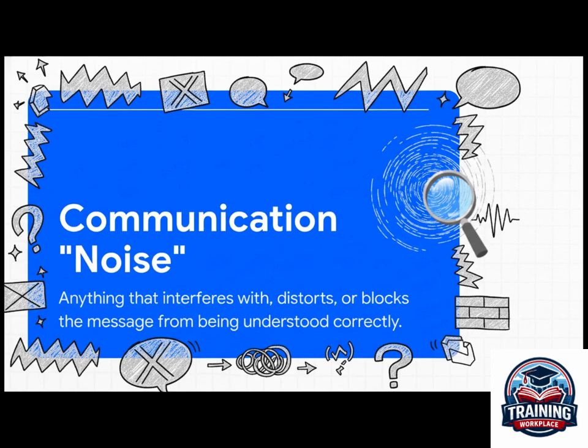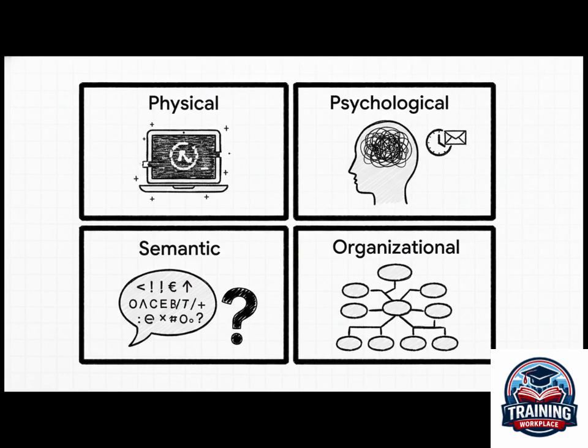And finally, let's talk about the ultimate saboteur of communication: noise. In this model, noise isn't just sound. It's literally any factor that gets in the way of your message being received clearly. Our job as intentional communicators is to anticipate and minimize this noise wherever we possibly can. Now, noise comes in four main types.